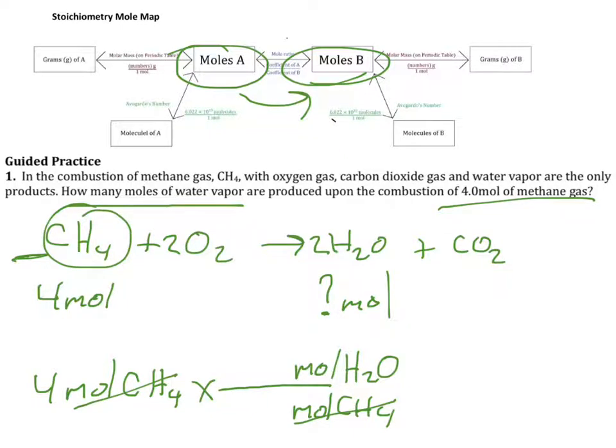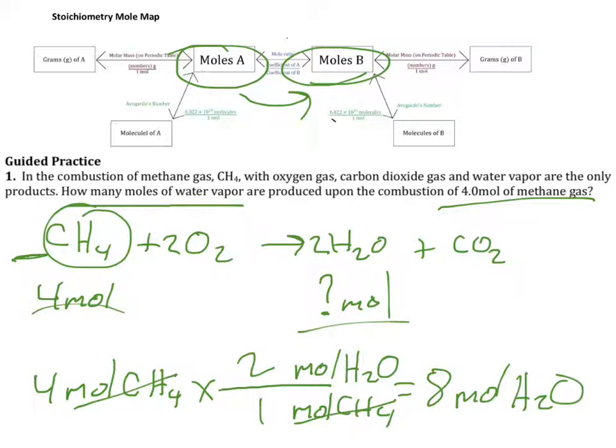So let's go ahead and take a look. This is moles of methane. And so what is the coefficient for methane? It's a 1. This is moles of water. What's the coefficient for the water? A 2. And so now that we've put this in, we just type this into our calculator, and we get 8 moles of water. And so if you have 4 moles of methane, it will produce 8 moles of water. And this is our answer. Also, we put a smiley face because we're happy that we're back to doing some mathy stuff.